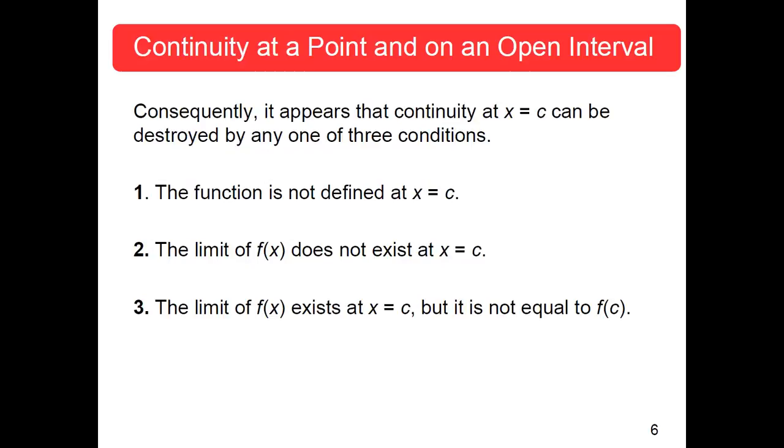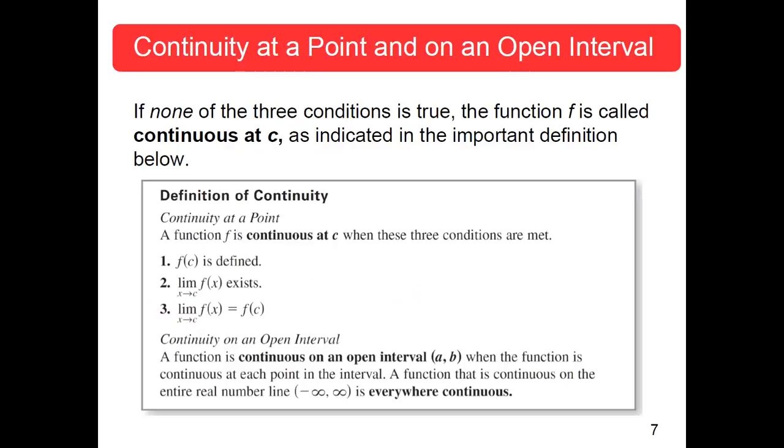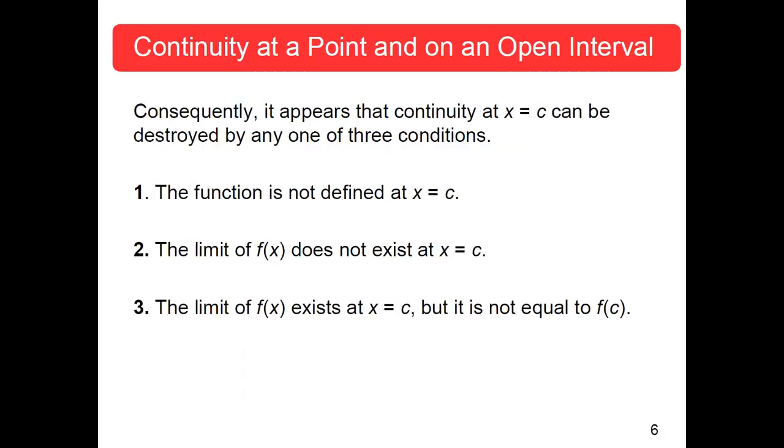The three options where continuity fails to exist: a function is not defined at x equals c; the limit does not exist as x approaches c; and the third option is the limit exists, but f of c is not equal to the limit. You want the limit to equal f of c. Okay? So here is the definition of continuity. These were the things that occur such that continuity fails to exist.